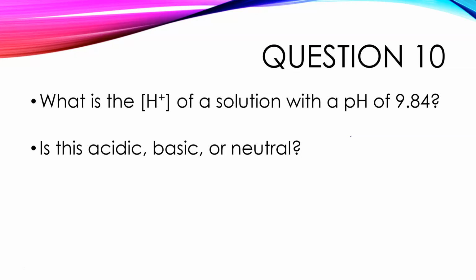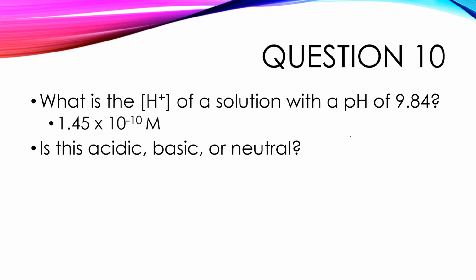All right, let's try number 10 on for size. This time you're asked, what is the hydrogen ion concentration of a solution with a pH of 9.84? Is this acidic, basic, or neutral? Pause this video and come back when you have your answer.